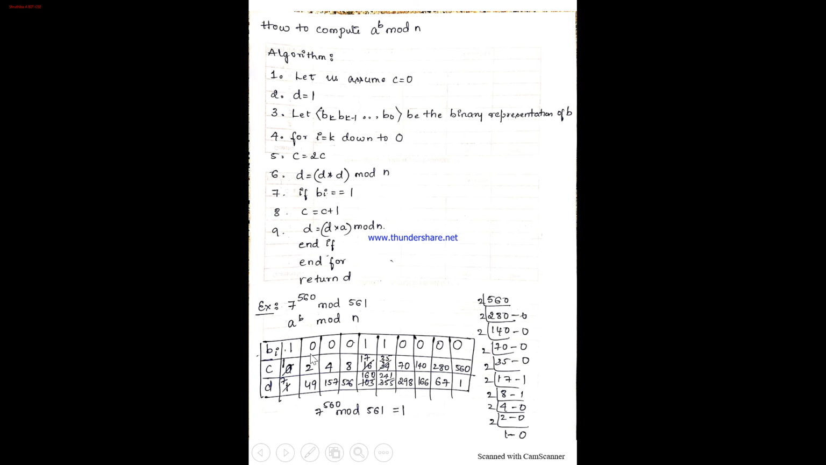Whenever you have zeros in the bits, just multiply the number you have with itself mod 561. Whenever you have a 1, in that case take the previous value, multiply it twice, get the answer mod 561, and then multiply that by 7. So D into A mod n should also be performed. This is how you will be computing A to the power of B mod n whenever the value of B is very high.